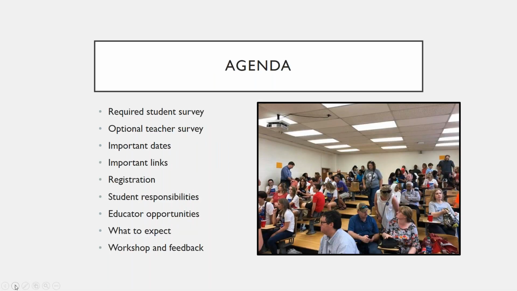Okay, so today what we're going to talk about is the required student survey, the optional teacher survey, we're going to go over important dates, important links, registration, student responsibilities and opportunities for educators, what to expect at National History Day, and we'll talk about the workshop and feedback.